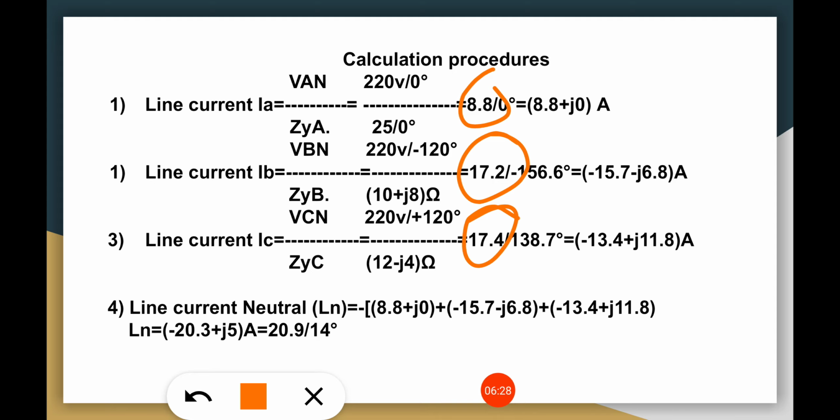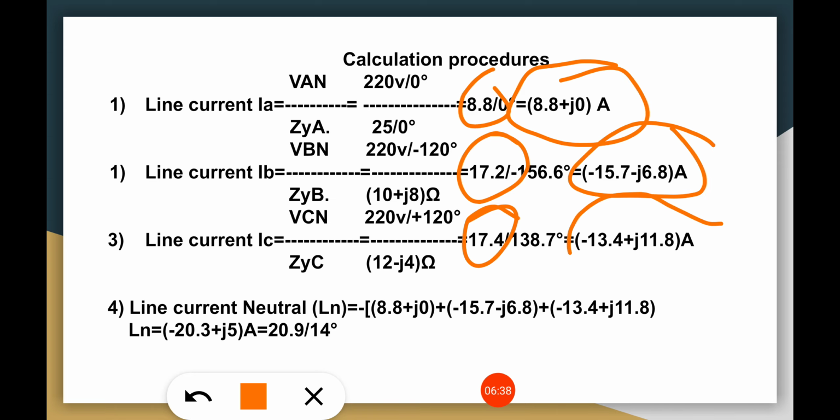To get the neutral current, you need to convert these magnitudes and phase angles to complex numbers, the three of these. Then you can compute and get the polar form, the magnitude and phase angle of the line neutral current, which is 20.9 at 14 degrees.